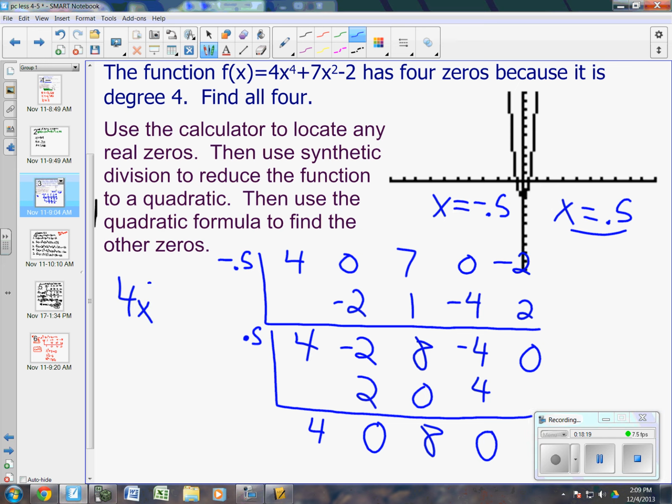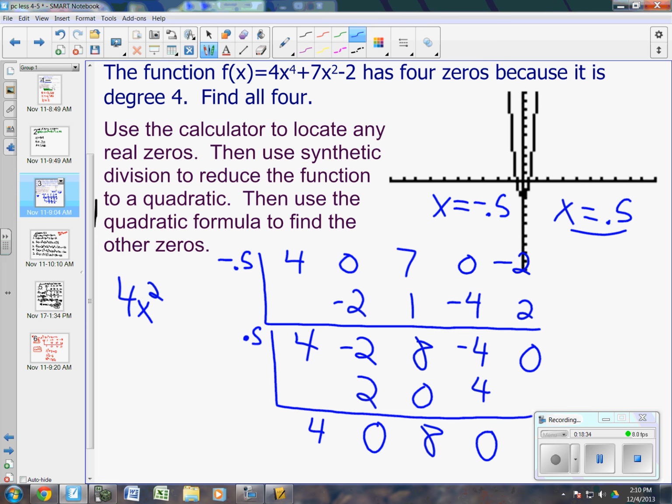4x squared. Yeah. All right. Okay, Alexis. I'm going to give the assignment here in a second, too. It's written on the board.